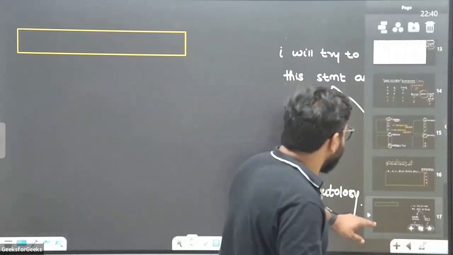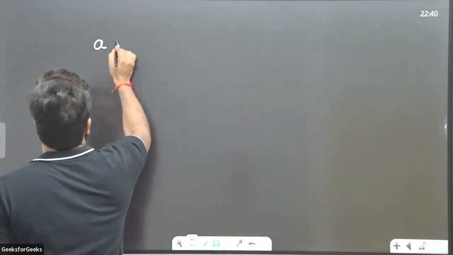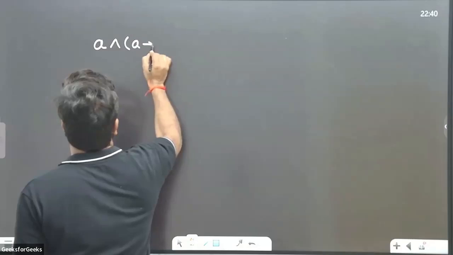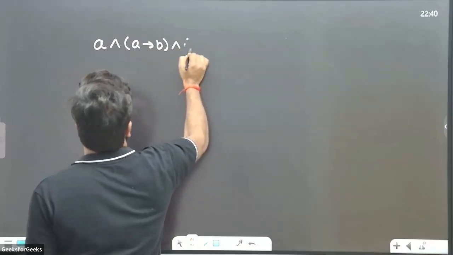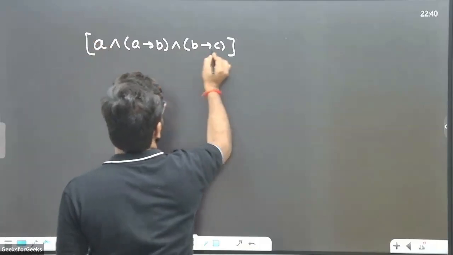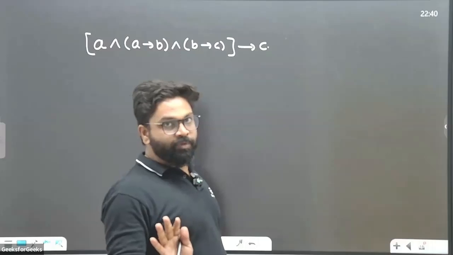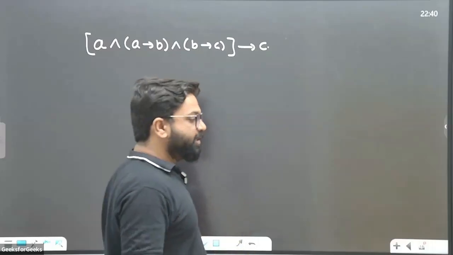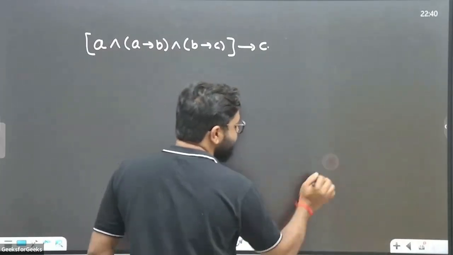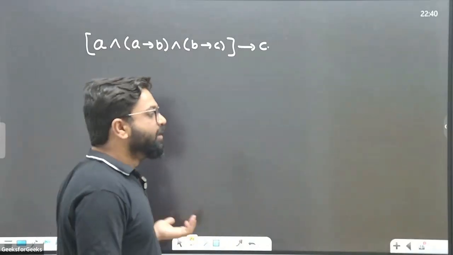Okay, let's try to understand the same statement here. This statement says A and (A implies B) and (B implies C), and then the whole expression implies C. This method is limited, so that is why I'm first explaining this method. Later for other questions, you will have another method.